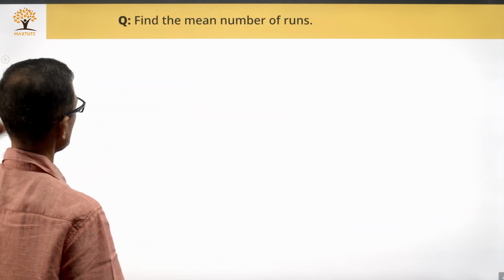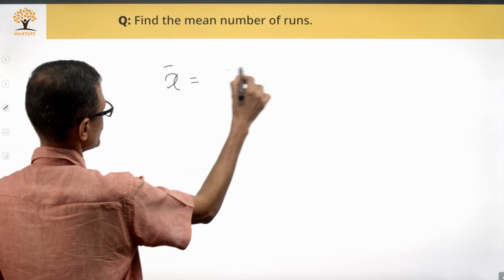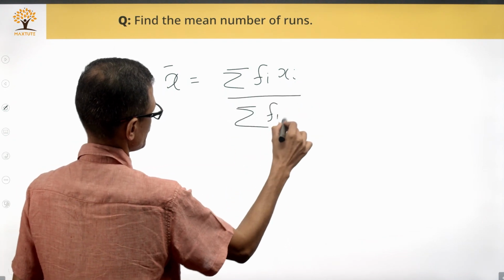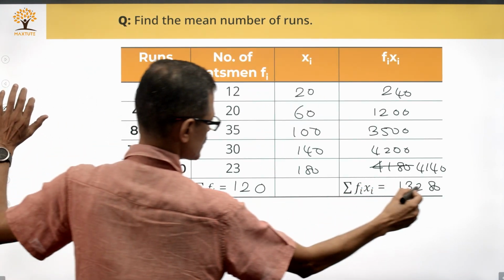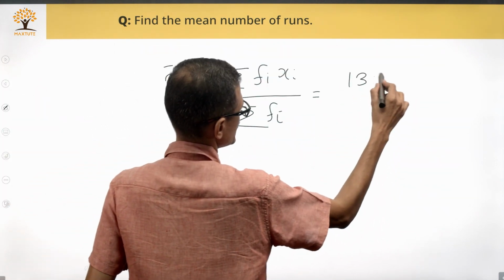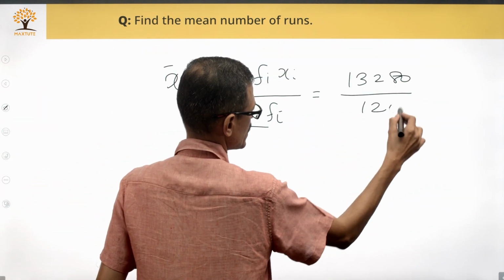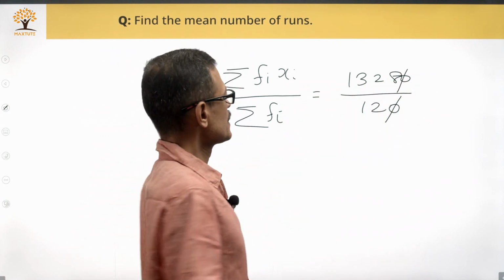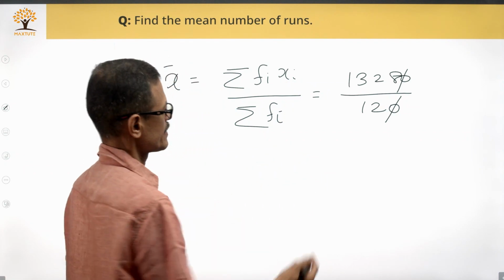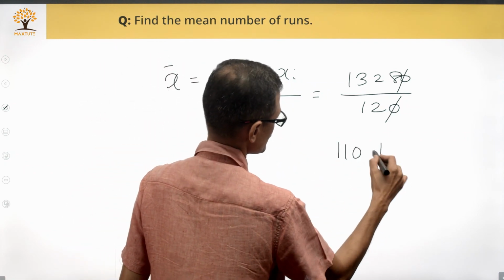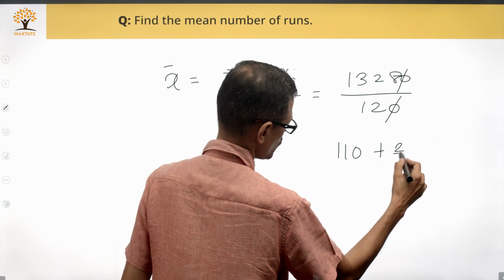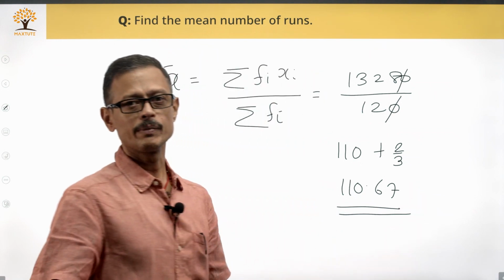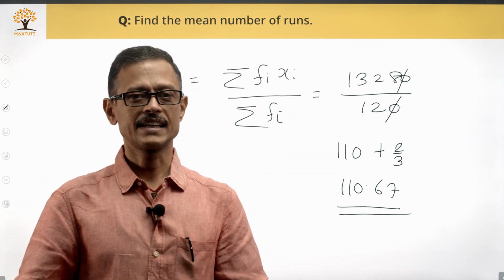Sigma fi is equal to 120. The mean x bar is equal to sigma fi xi divided by sigma fi. This number is 13280. Sigma fi is equal to 120. Cancel this. 1328 divided by 12. 1320 by 12 is 110. 110 plus 8 by 12, which is equal to 2 by 3, which is 0.67. So, 110.67 is the mean run scored by the 120 batsmen for whom we have data in this table.